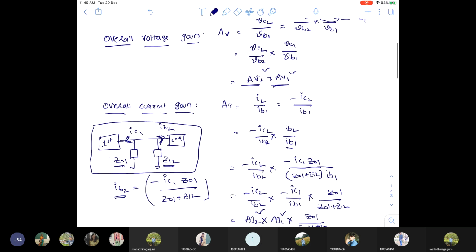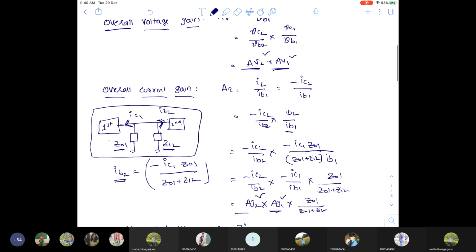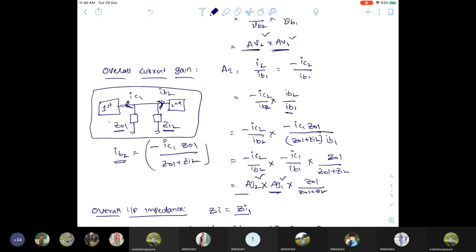But that is not the case with current gain. So for that I wrote the equation: IB2 is equal to the opposite of the supply. So both are opposite, no? So minus IC1 into Z01 by Z01 plus Zi2. So this IB2 I substitute in this equation, in the place of IB2, and then I rearrange the equation.